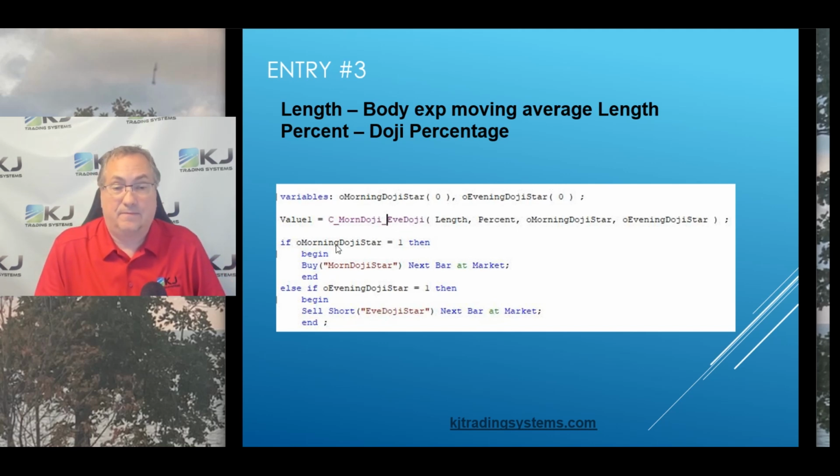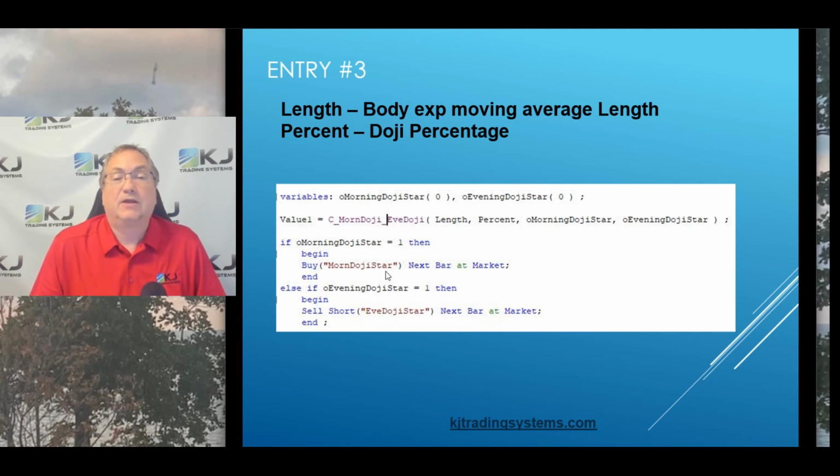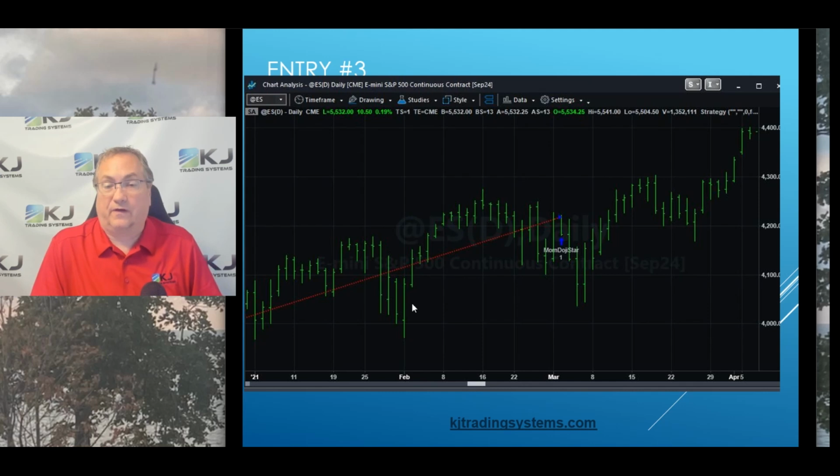And then you have an if block. Your first if block says, hey, if the morning star is 1, buy next bar at market. And if it isn't, well, maybe it's an evening doji star. If it is, then sell short. So when it equals 1, that means yes, it's true. So you can see, if you can follow that, you probably can program it in Easy Language. So it's pretty straightforward. Here's just one sample trade.